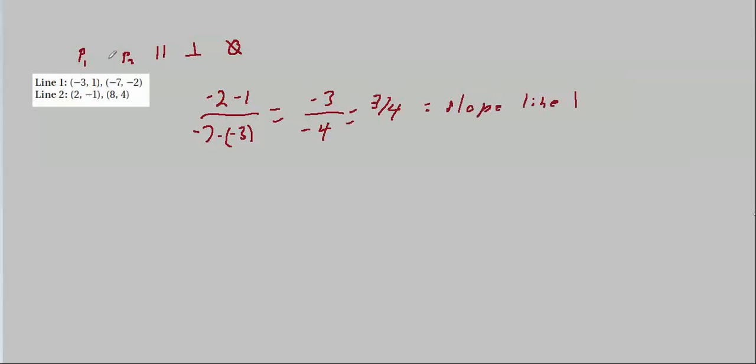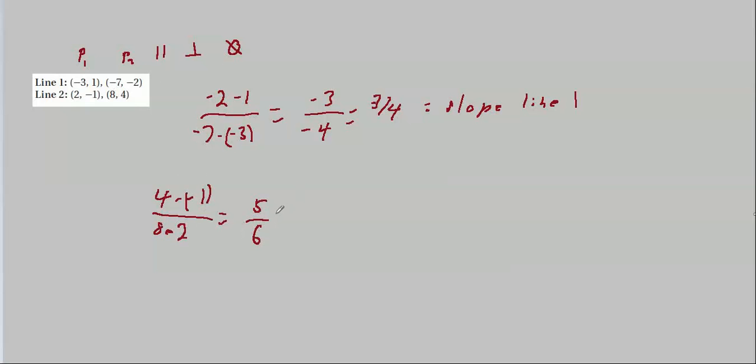Okay, what about line 2? Well, make sure to keep this straight. We got 4 minus a minus 1 over 8 minus 2. Minus a minus 1 is 4 plus 1, which is 5. 8 minus 2 is 6. That's the slope of line 2.